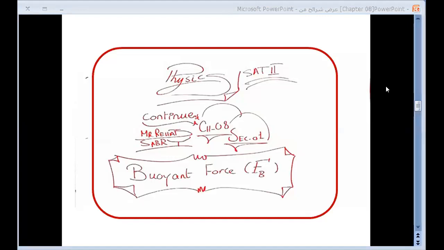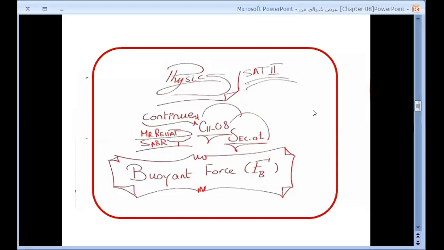The buoyant force, which has the symbol FB. As you see, we said that if we try to put a ball, for example, in a swimming pool, you feel something push your hand up. This push up is called the buoyant force, okay?